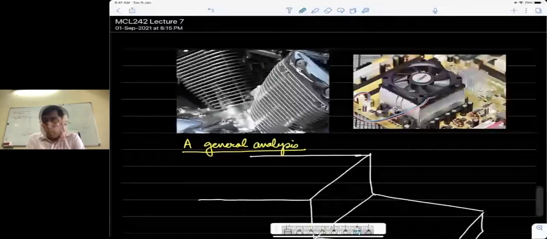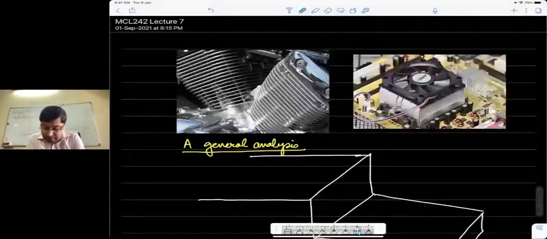So today I would set up a method to analyze the heat transfer processes in a fin, and then we'll take it further to look at how many of these heat exchange devices which have fins, such as these two that I've shown on this picture here, or on this panel here, were actually designed.